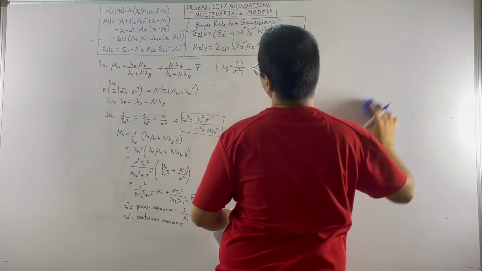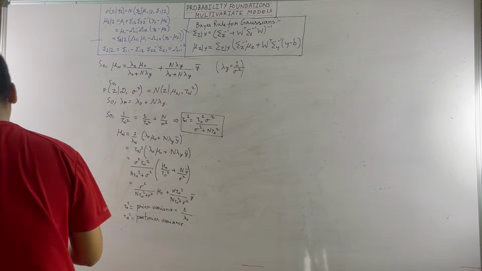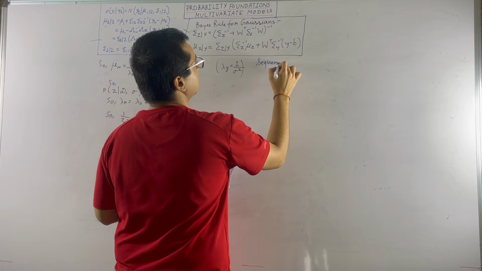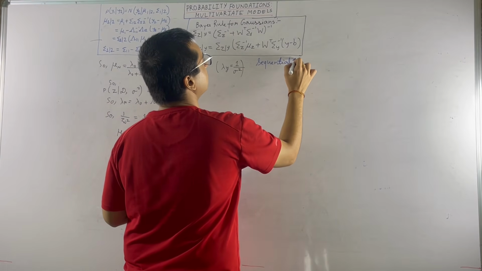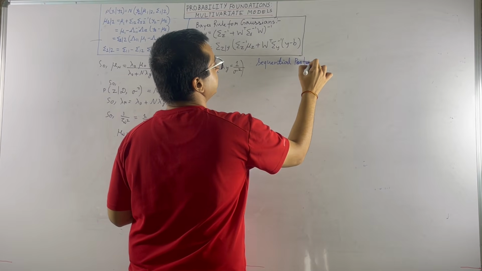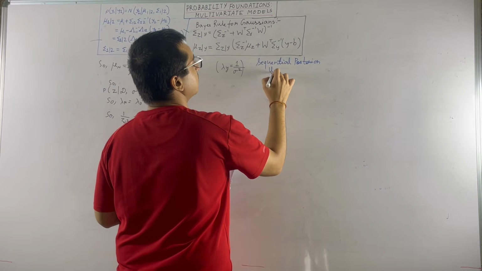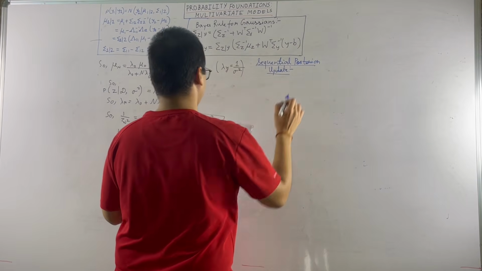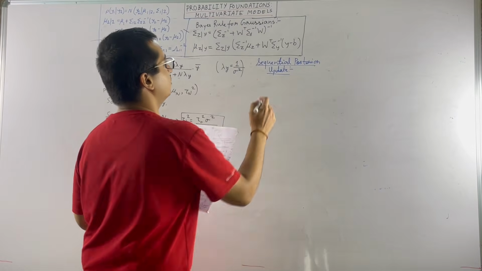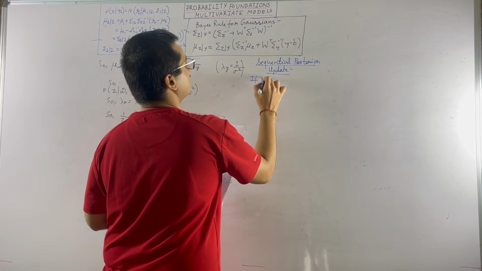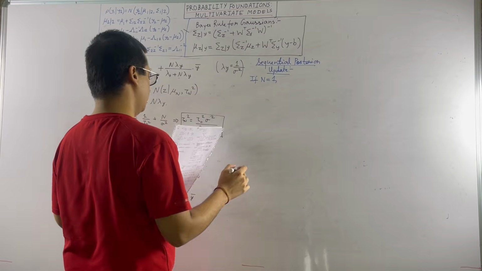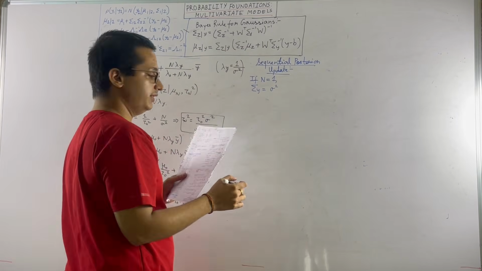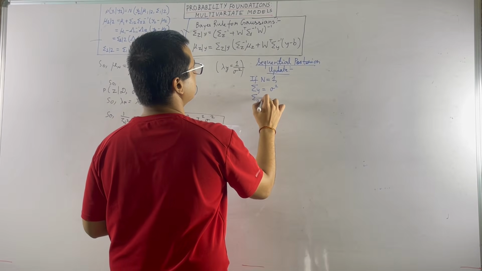So in sequential posterior update, what we can write: if capital N is equal to 1, that is the case we take, and the covariance of y is sigma square. So we are taking these values.